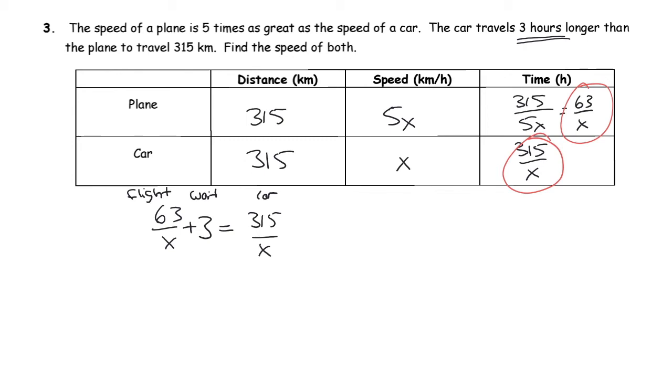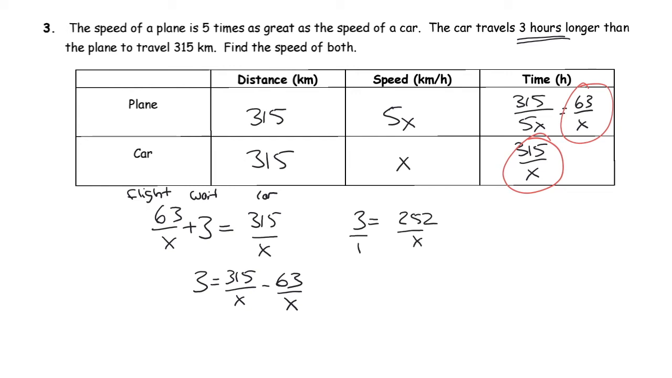Okay, now to solve this, it's actually not too bad. I'm going to bring the x terms together. If I do 3 is equal to 315 minus 63 over x, the reason I like that is because I've already got common denominators, so I don't need to worry about finding a common denominator. Then 3 is going to equal 315 minus 63, which is 252 over x.